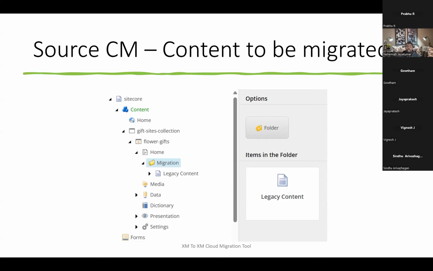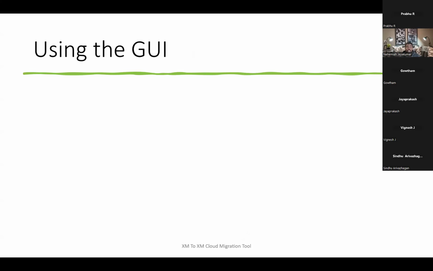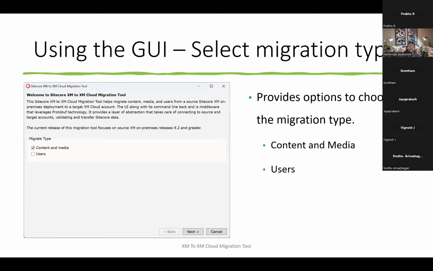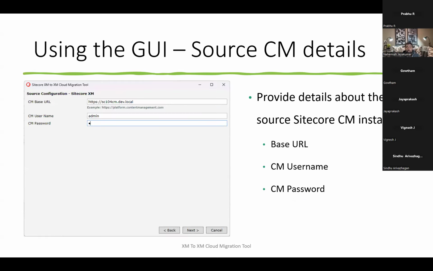When you open the GUI application, it provides an option to choose the migration type, whether you want to migrate content, media, and/or users. You can choose whatever you want. In the next screen, you will need to provide the details of your source Sitecore management URL, an admin username, and a password. These are the prerequisites on the source system.